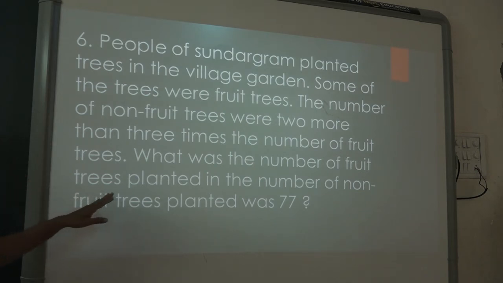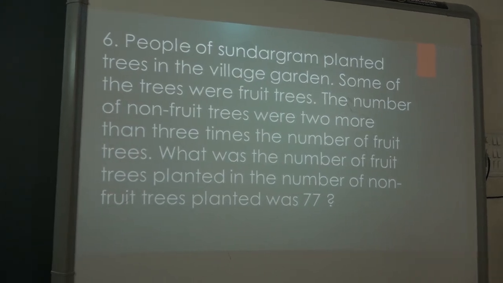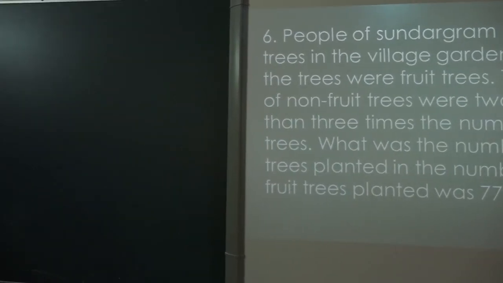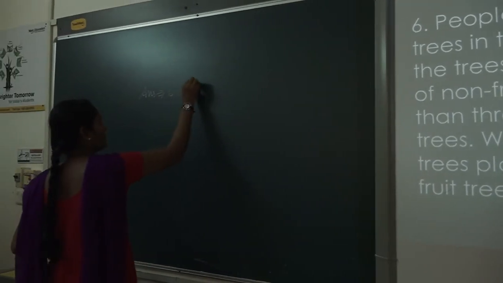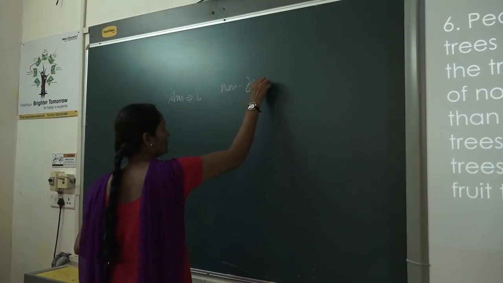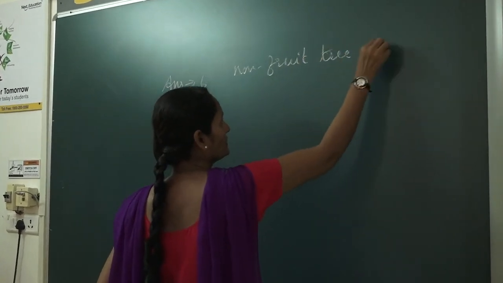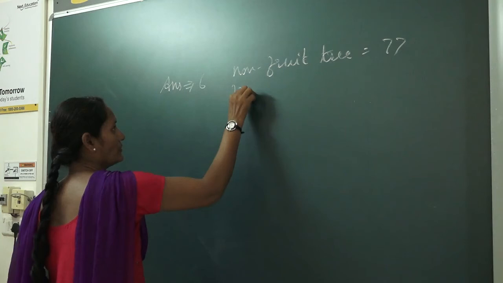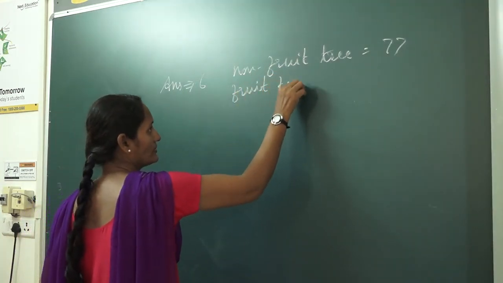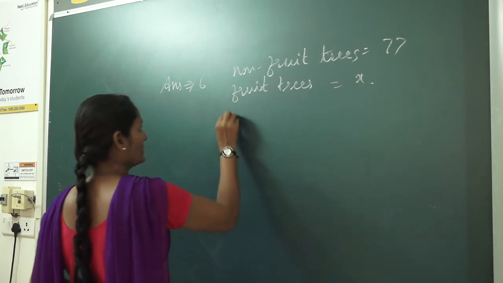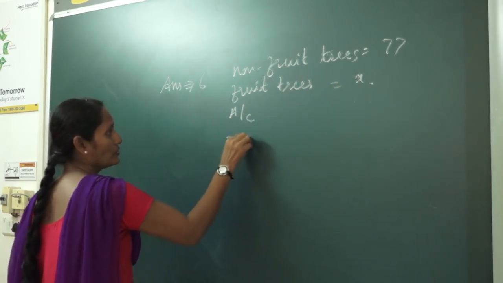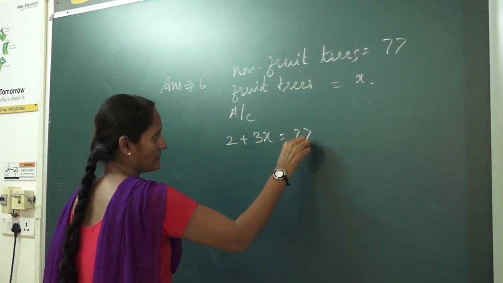What was the number of fruit trees planted if the non-fruit trees planted were 77? Okay. So let's go with that. Question number 6. Non-fruit trees equal 77. Fruit trees equal x. According to the condition, 2 plus 3 times x equals 77.